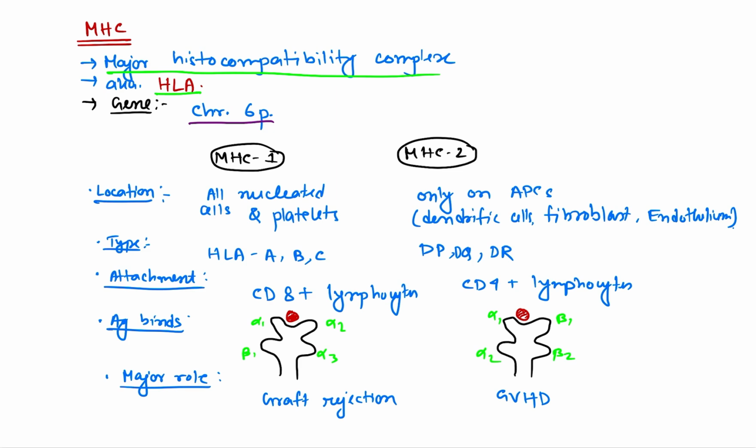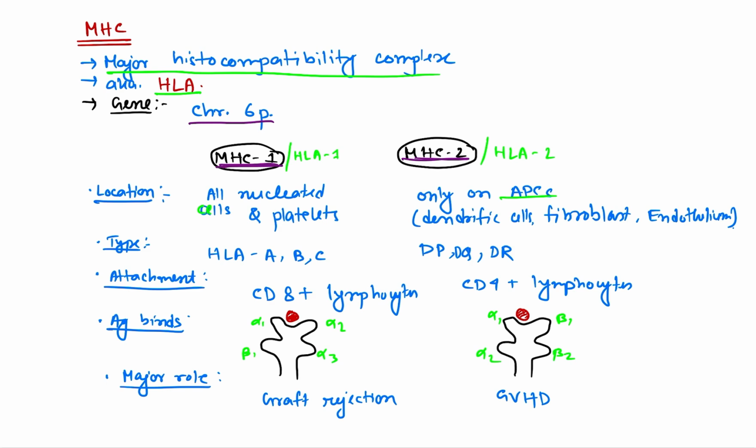What is the difference between MHC1 and MHC2? First of all, location. Location wise, MHC1 or HLA1 is located on all the nucleated cells and platelets, and MHC2 or HLA2 is located only on antigen presenting cells like dendritic cells, fibroblasts and endothelial cells. Further types of HLA: HLA A, B, C, or HLA2 like DP, DQ and DR.